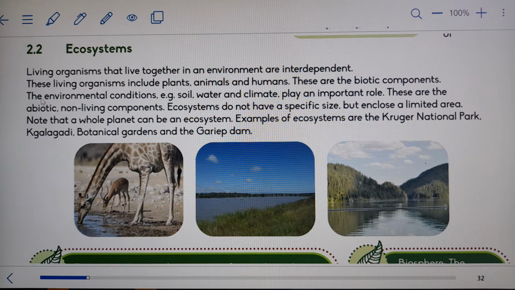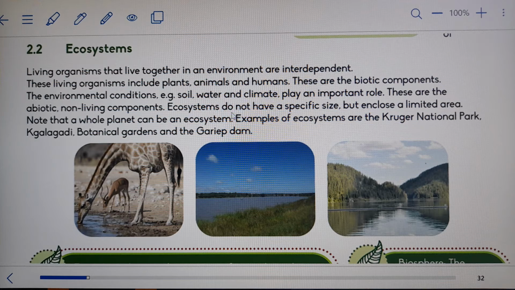Okay, let's read this paragraph again. Living organisms that live together in an environment are interdependent. These living organisms include plants, animals, and humans. These are the biotic components. So biotic components are plants, animals, and humans, which are living organisms. And also the environmental conditions, which are soil, water, climate, they also play a role. These are the abiotic, which means the non-living components.